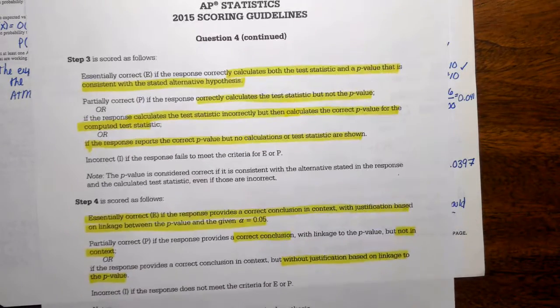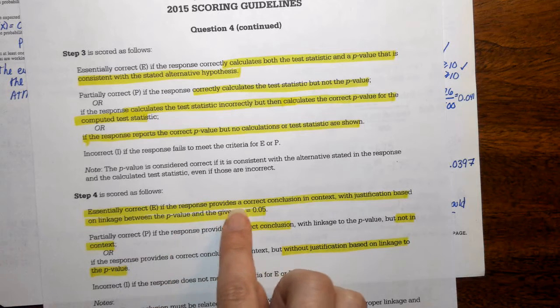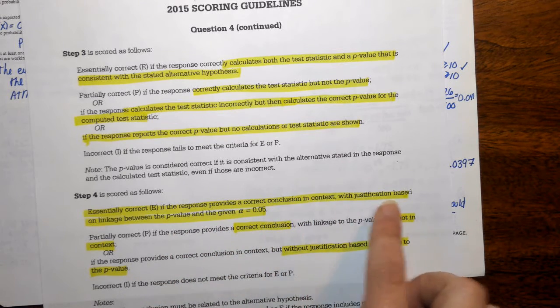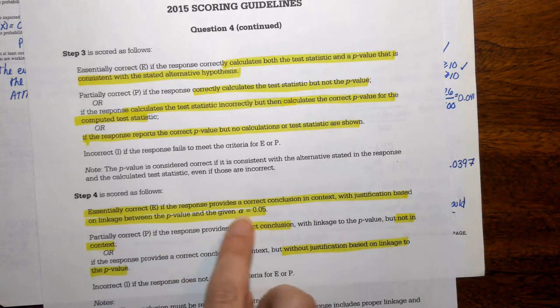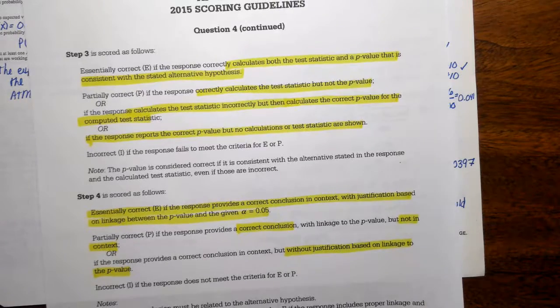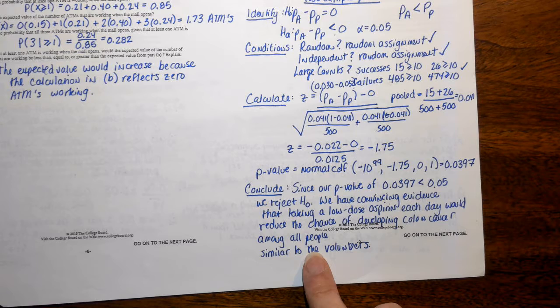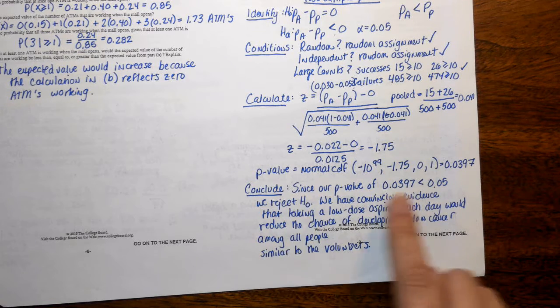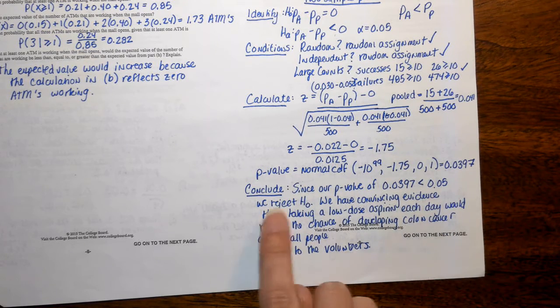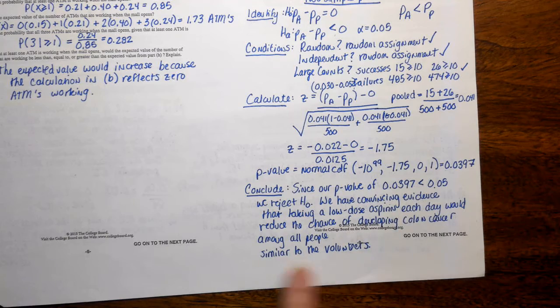Okay, step 4 is essentially correct if it's a correct conclusion in context with justification based on linkage to p-value and the given alpha equals 0.05. If you just write our usual conclusion, that counts for everything. So here's your relationship, here's what you're saying, and then you have your context.